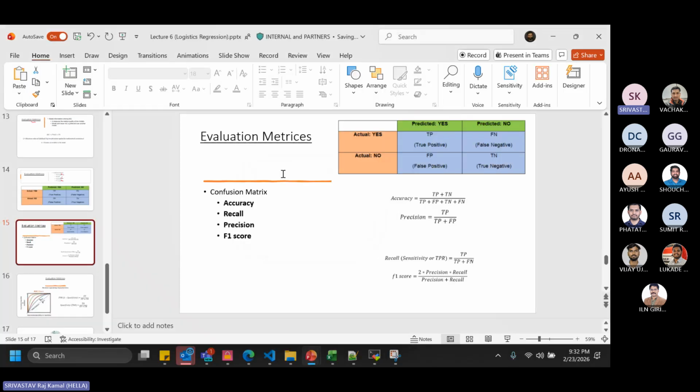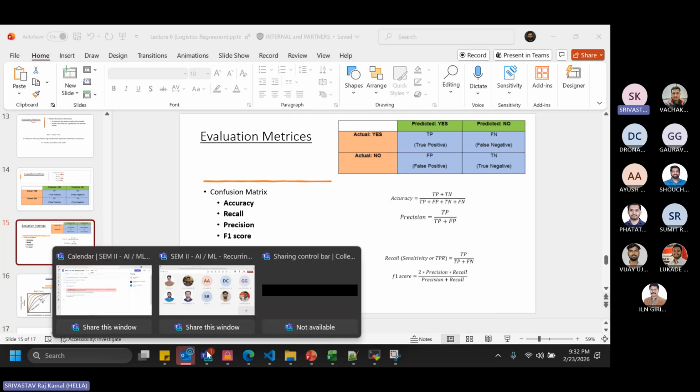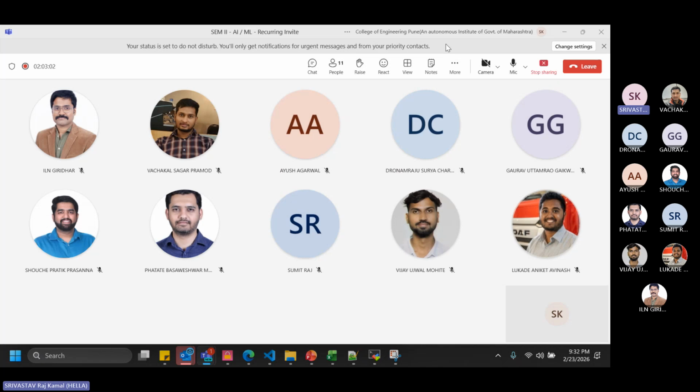However, if time permits, we are going to start a new algorithm, again from the area of supervised learning. The idea is to take four algorithms from supervised and two algorithms from unsupervised, and then move towards Gen AI. So this is the plan.